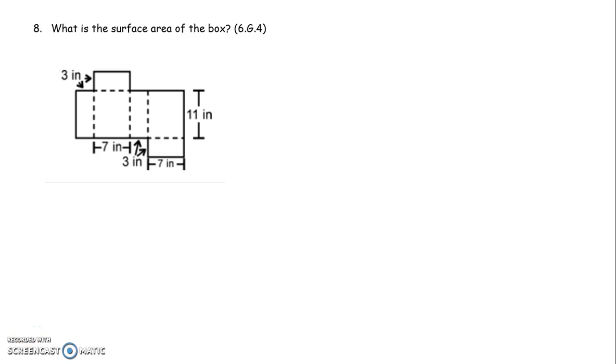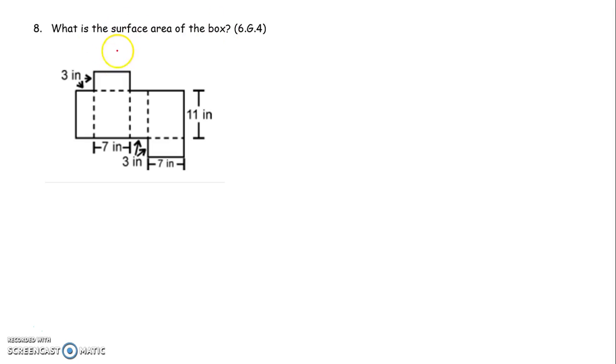This video is to help you with number 8 on CR Helper number 30. It says, what is the surface area of the box? Okay, if we folded up this net, it would turn into a three-dimensional box. And to find the surface area is just to find the area of every surface.